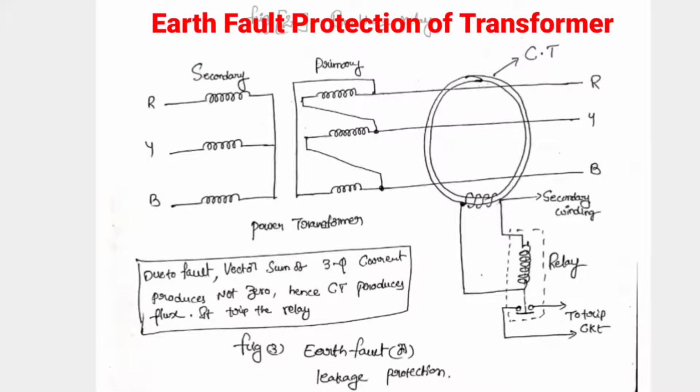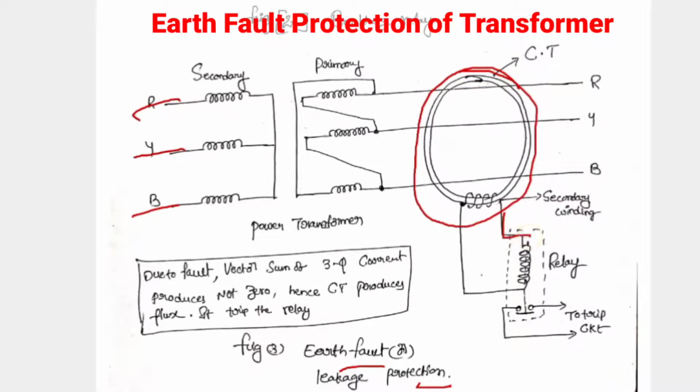The circuit diagram related to earth fault or leakage protection you can see here. The transformer primary winding and secondary winding can be connected in star as well as delta. The secondary winding is normally star in a distribution transformer or power transformer, because the neutral also will come. The primary winding is in delta. In the primary winding we place a current transformer in 3 phases, a 3-phase current transformer. The secondary winding is connected to the relay coil.